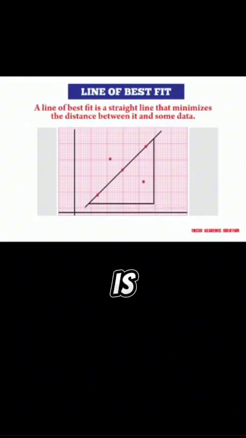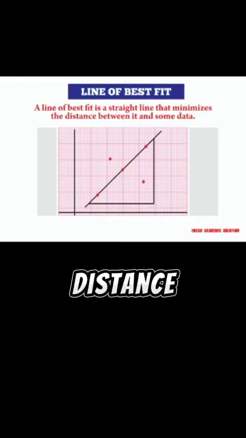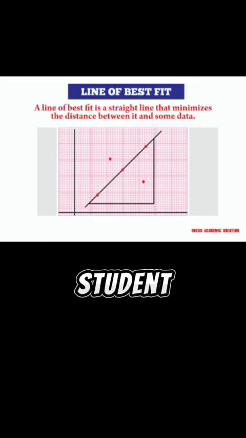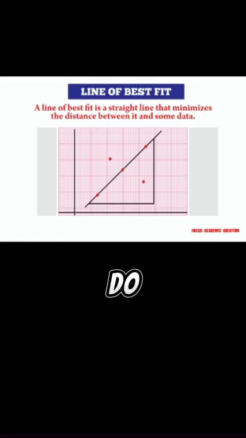A line of best fit is a straight line that minimizes the distance between it and some data. This is the aspect students find difficult to do. If you look at the graph I have in my slide as an example, you can see that the line picks 3 points and there are 2 other points outside. This is exactly what we call a line of best fit. It is not necessary that your line picks all the 5 points in the graph. At least you can pick 3 out of the graph, so you are still on point.